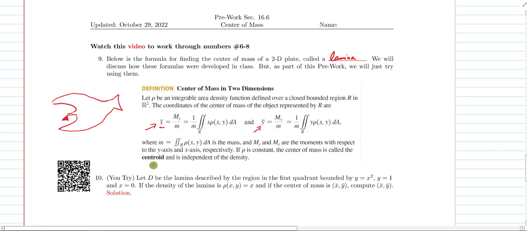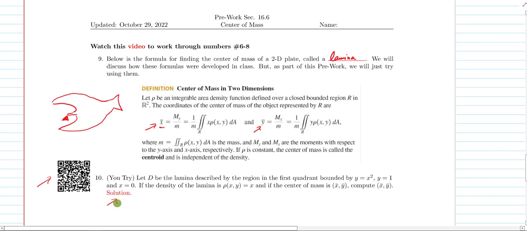So what I'd like you to do is work through this problem where we've got a lamina D described by this region. You're going to have to develop what that region looks like. And we've got a density that's not uniform throughout, meaning it's more dense in different locations in the XY plane. I want you to compute the center of mass using these equations up here. And if you get stuck, I've got a solution hyperlinked for you that you can take a look at.